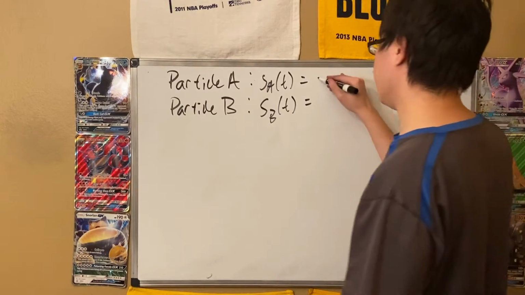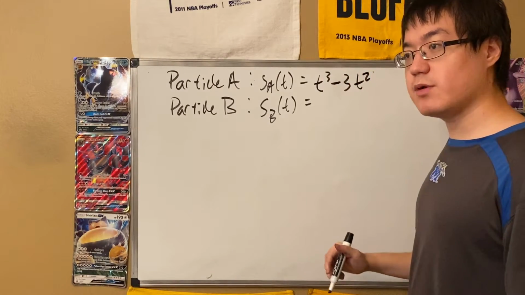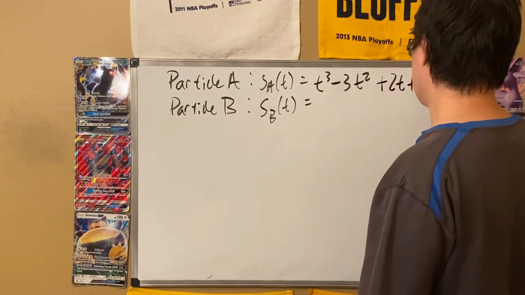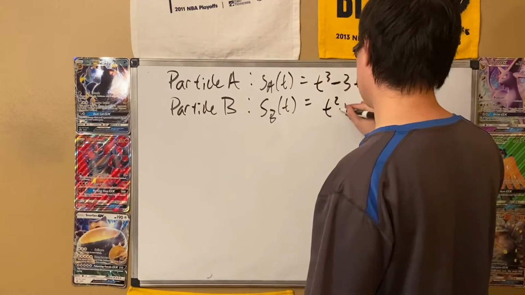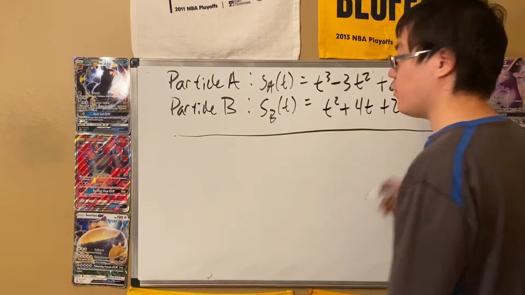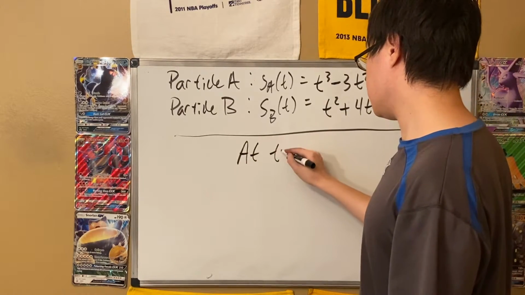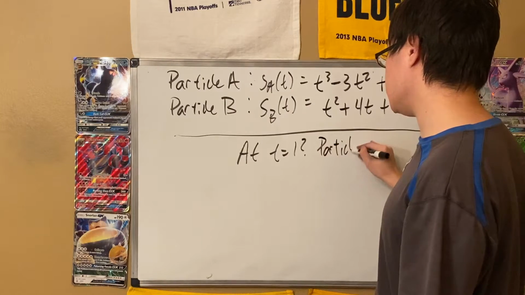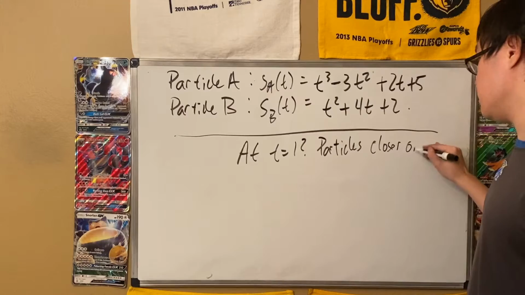Particle A, I think I need t cubed minus 3t squared plus 2t plus 5 is going to be my particle A's position. And then particle B, I want to be t squared plus 4t plus 2. So these are my 2 particles. And what I want to know is that at t is equal to 1, are the 2 particles moving towards each other or away from each other? Are they getting closer or farther?